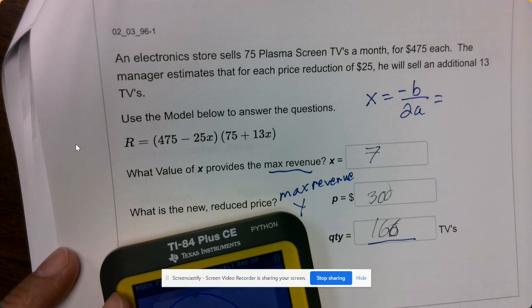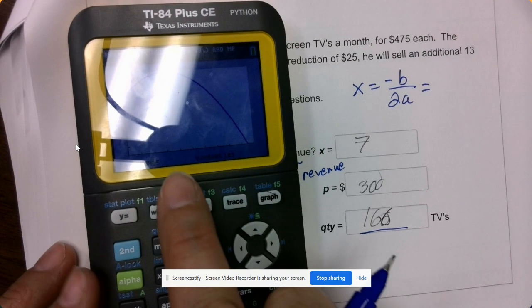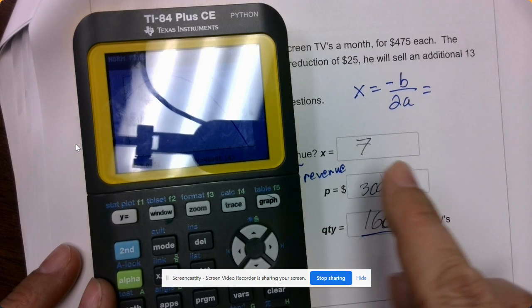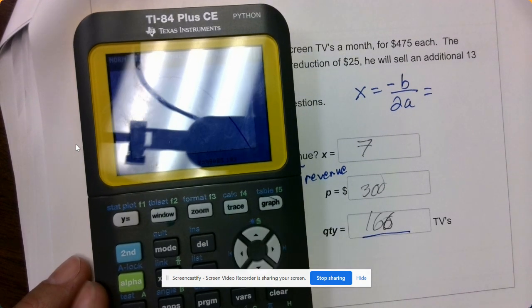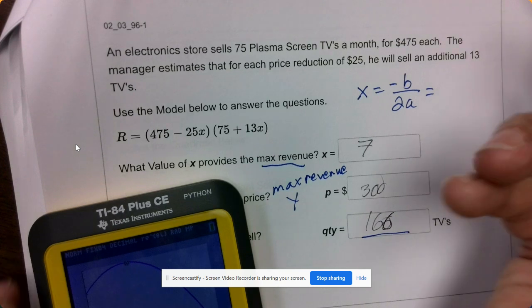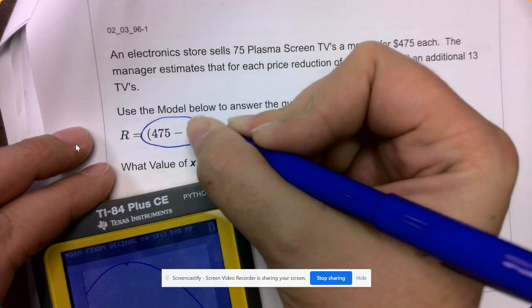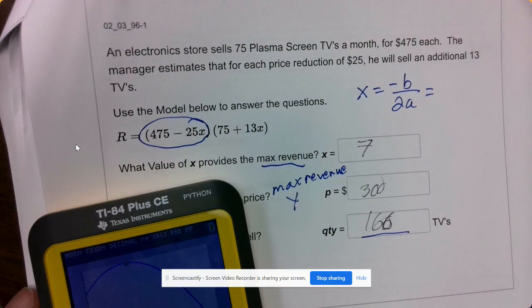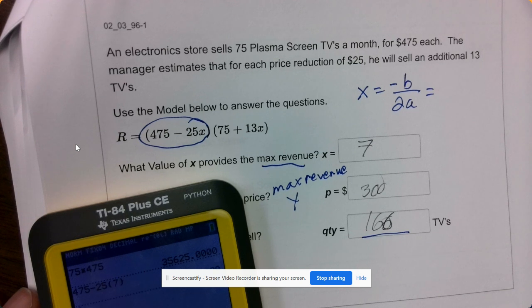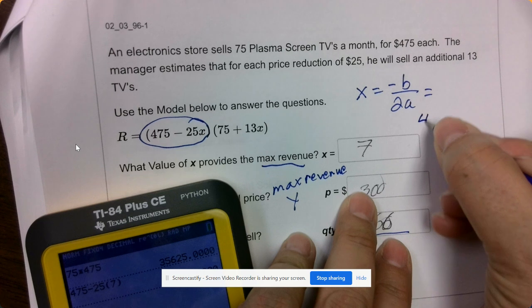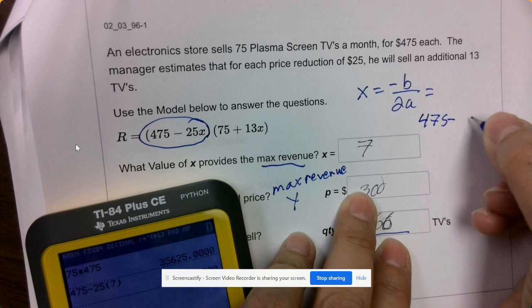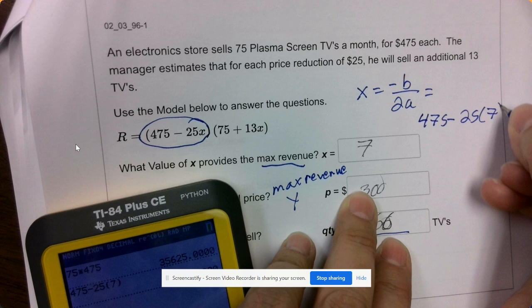Okay, so we get 7 right there, everybody. If you all can see this, this is going to be 7. Our price, so everybody, this is going to be our price. So we substitute it in. So 475 minus 25 times 7. Okay, so I substituted in 475, everybody, minus 25 times 7 to get 300.